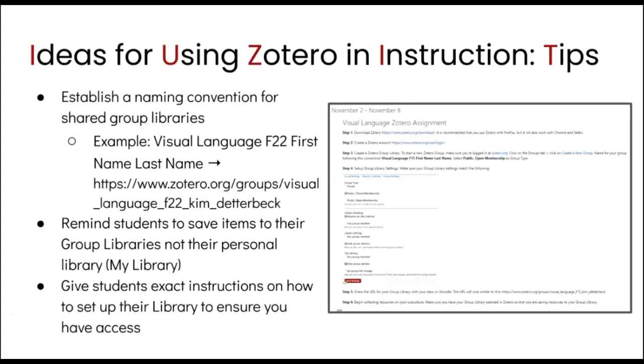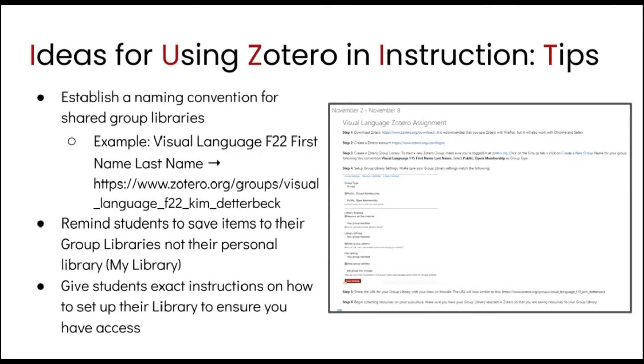If you are using group libraries for an assignment, like I have, establish a naming convention, because they will come up with the craziest things to name their thing, or they won't even put their name in it. And then you'll be like, whose group library is this? So normally, if you're doing it over and over, I would put the name of the course, the semester, and first name, last name, and it'll generate a URL where it's very obvious what this group is.